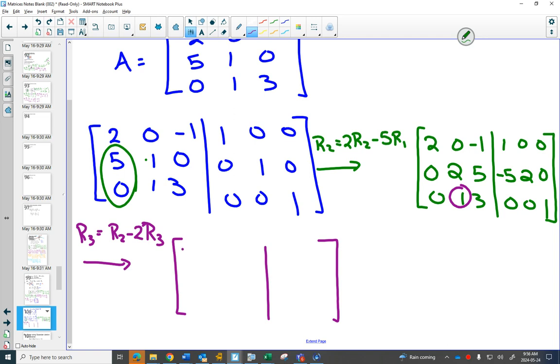Again, row 1 doesn't change. Row 2 doesn't change. Row 3, this will stay 0.